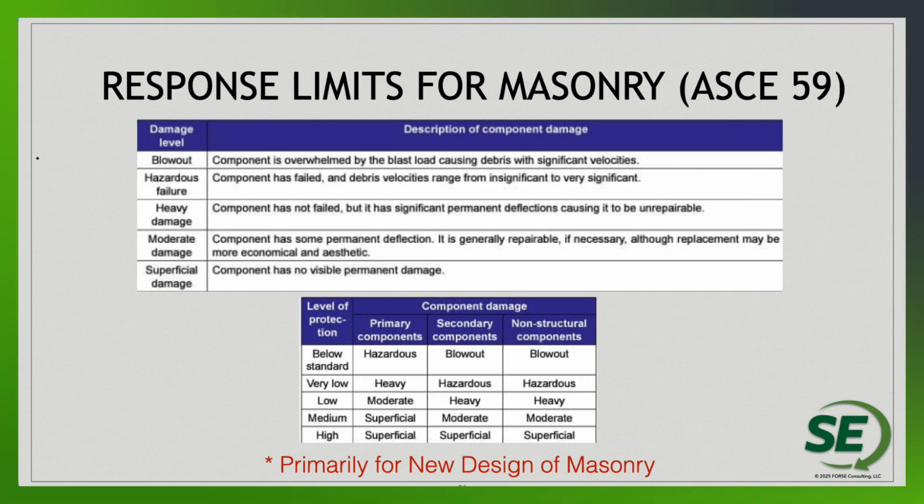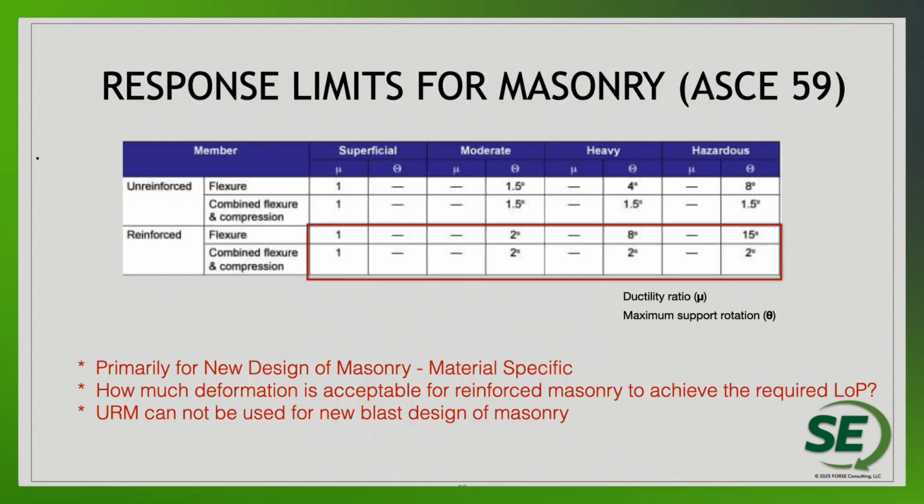Here we can see the various definitions for component damages and classification of damage based on structural component type and level of protection that we covered in the previous slide. This is probably one of the more important slides here that really presents the deformation limits for masonry walls subjected to blast loading. It differentiates between reinforced masonry and between flexure and combined flexure plus compression behavior. The table is divided into 4 damage categories: superficial, moderate, heavy, and hazardous. Each category is defined by 2 parameters, which is the ductility ratio and the maximum support rotation, which we know are both very important parameters.